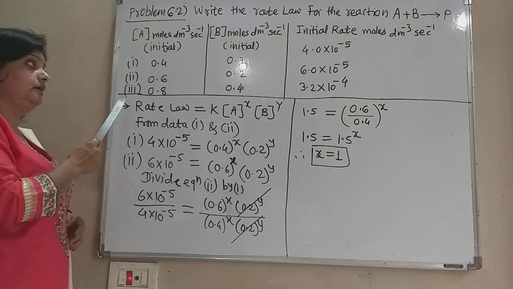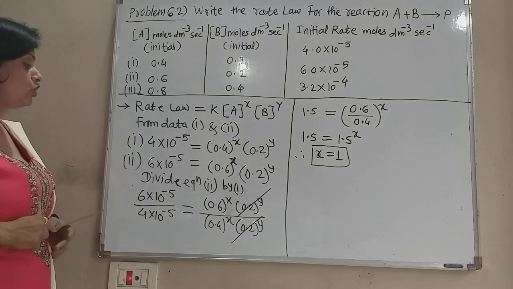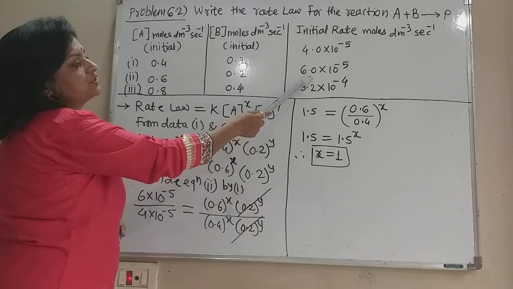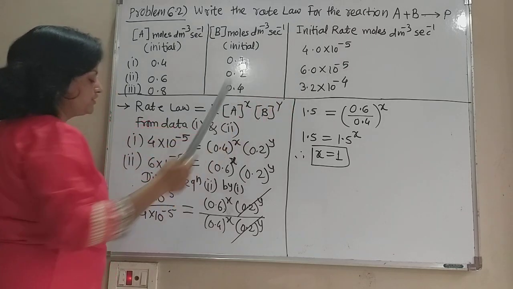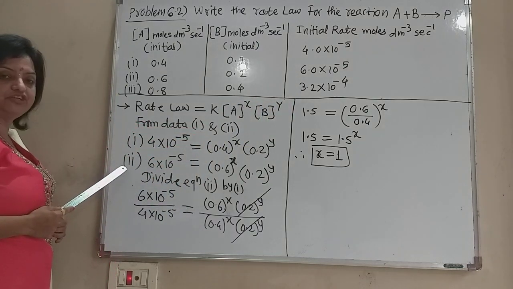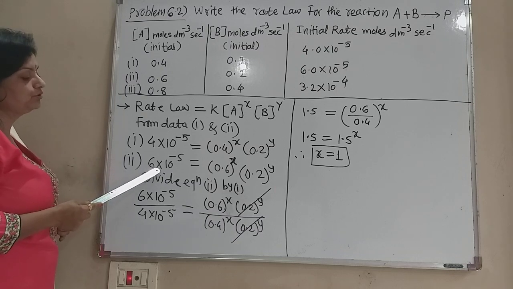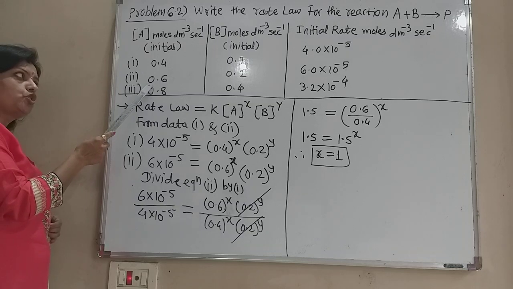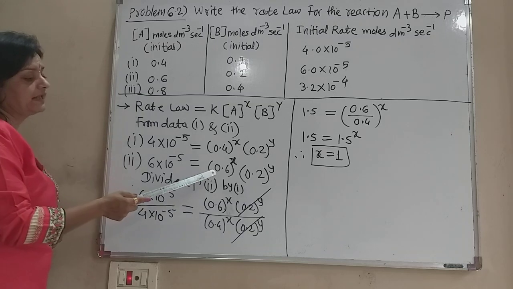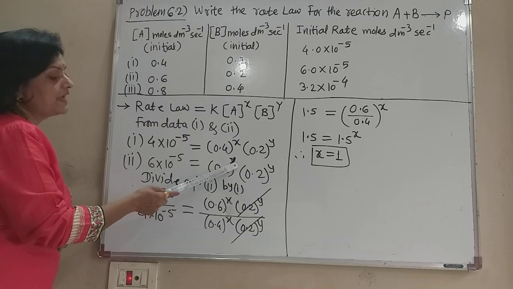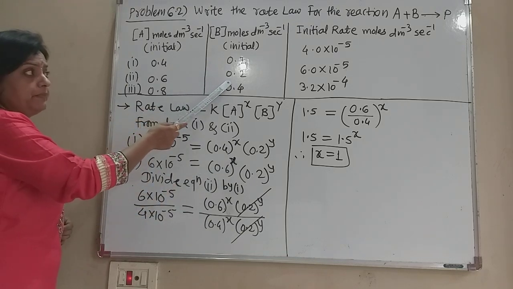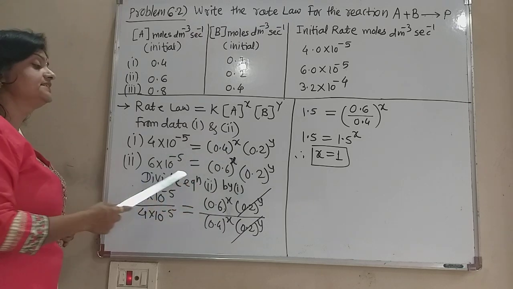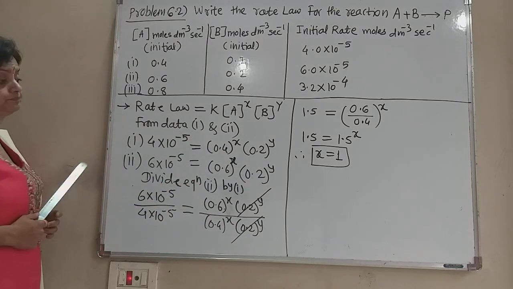From the data given, the second rate law equation becomes like this. Here the initial rate is 6.0 × 10^-5. So I write equation 2 as 6 × 10^-5 equals, the initial concentration of A is 0.6, so 0.6^x, and the initial concentration of B is 0.2, so 0.2^y. This is the second rate law from the data.